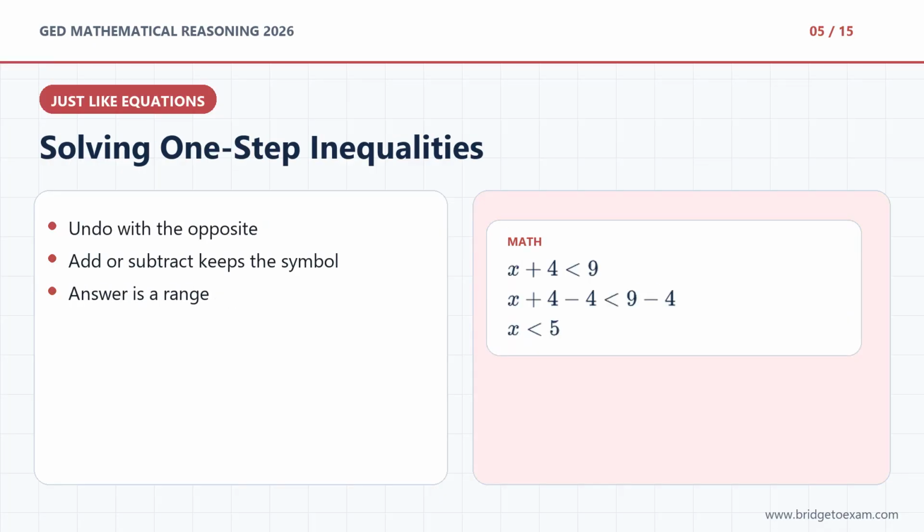Solving an inequality uses the same balancing idea as an equation. 4x plus 4 is less than 9. Subtract 4 from both sides. That leaves x is less than 5. The inequality symbol does not change because we only added or subtracted. The answer is every number below 5.